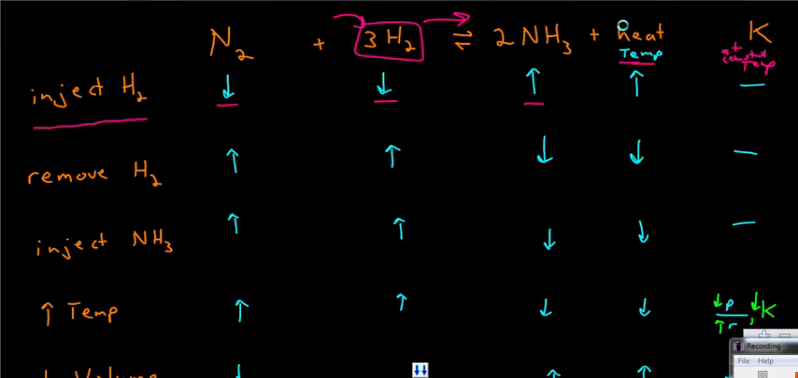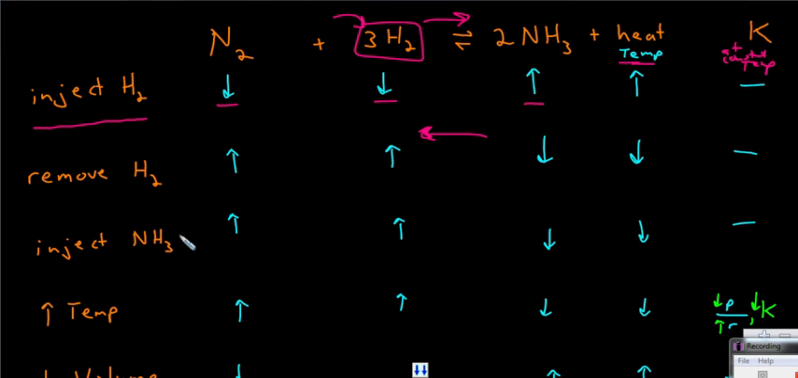Now, by removing hydrogen, by removing some of this reactant, the reaction would have to shift to the left to respond to that removal. And so that would turn some of your product into reactant, increasing the concentrations of your reactants and decreasing the concentration of your product.